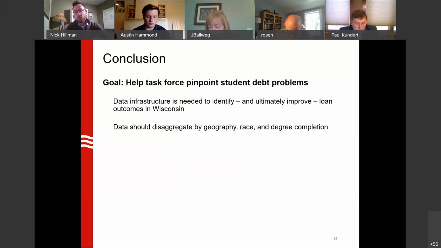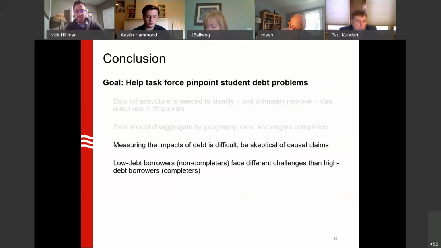But also, when possible, we need to be disaggregating data by geography, by race, ethnicity, degree completion, and a number of other factors. We really want to pinpoint problems in student lending and student loan repayment. That's kind of on the data side.